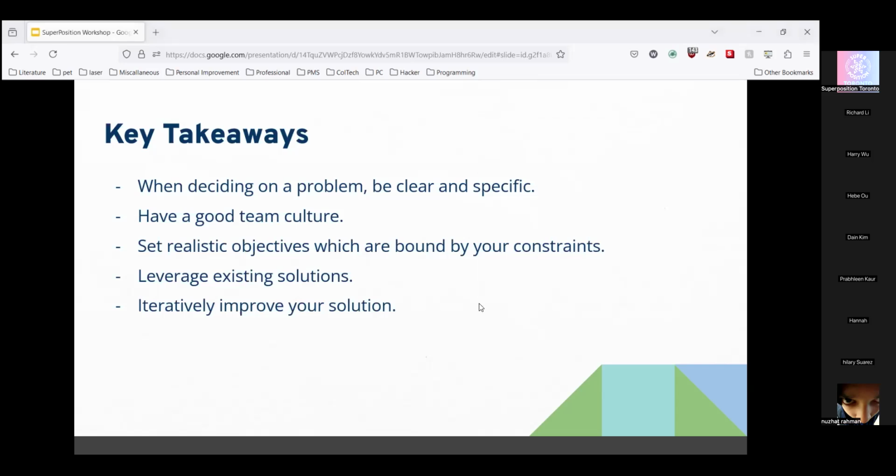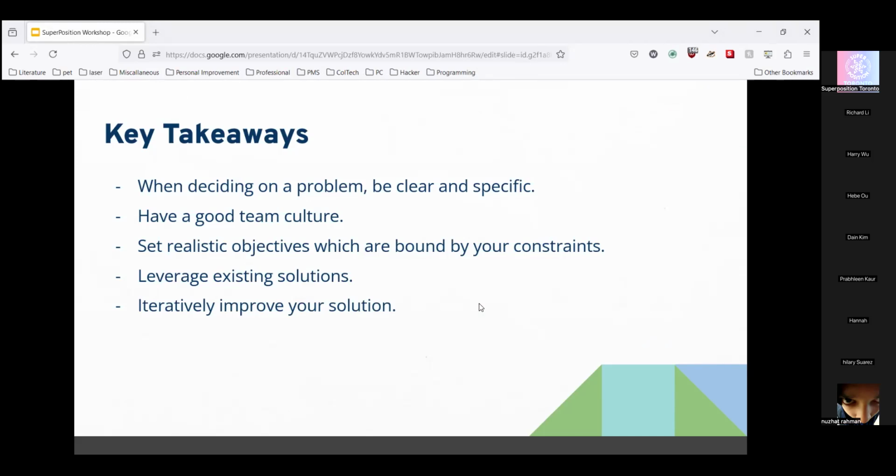When you're deciding on the problem, you should be clear and specific about what you're trying to solve. You should have a good team culture. You should be similar in your expectations. You should have some diversity in your skills and viewpoints. You need to set realistic objectives bound by your constraints. You need to once in a while take a look at your project and say, is this actually something that could work?